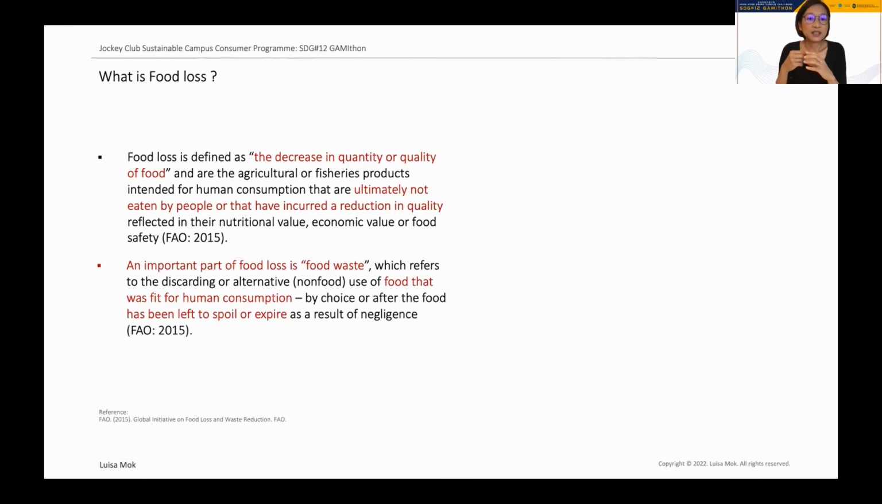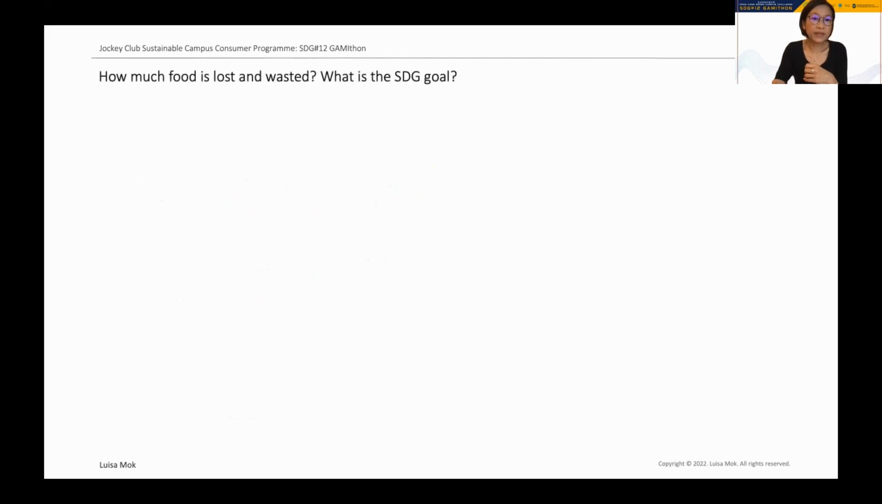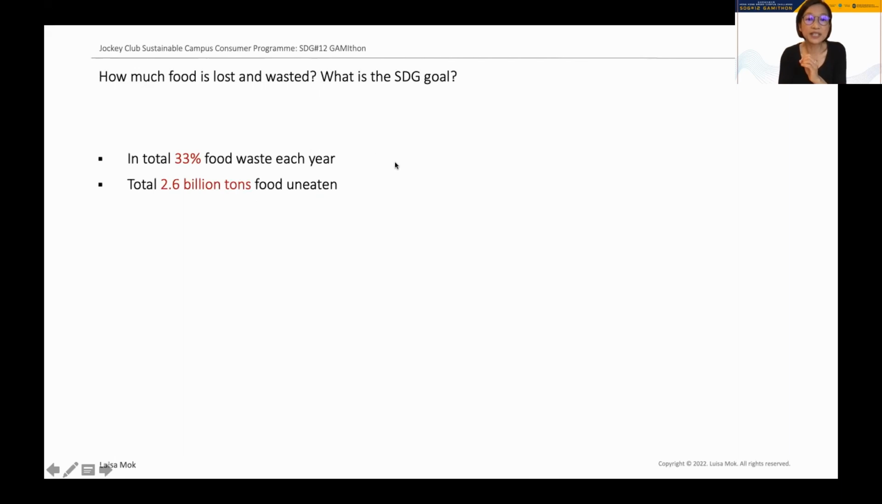And then what about food waste? So food waste is part of food loss. Food waste is those food that are unfit for human consumption because it has been expired or it has been spoiled. So it seems that we could do something to prevent food loss and food waste. And then how much food is lost and wasted? So according to FAO, in total, there are 33%, about 1/3 of food wasted each year. And in total, in quantity, it is 2.6 billion tons.